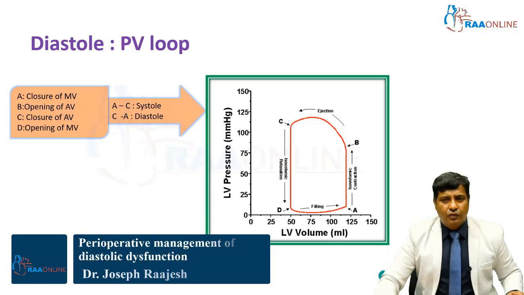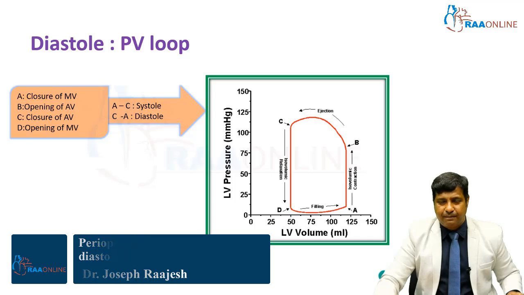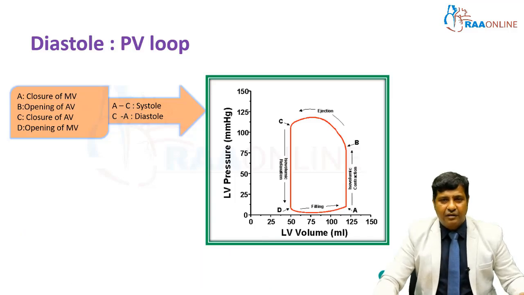So as we all know, whenever volume changes, the pressure also changes. In the same manner, if you construct this pressure volume loop, when the LV is receiving the blood, what is the pressure change that is going to happen inside? So we get this pressure volume loop, where volume is plotted on the x-axis and pressure is plotted on the y-axis.